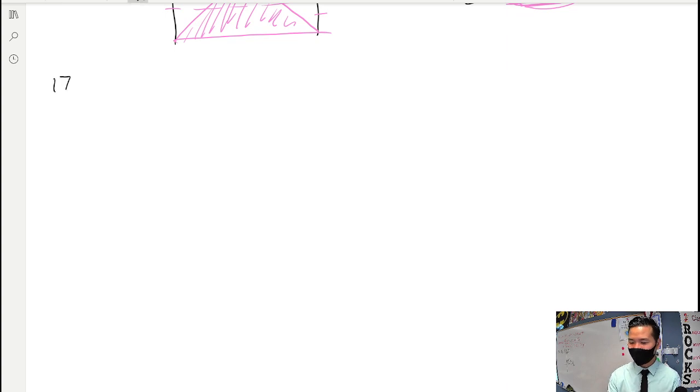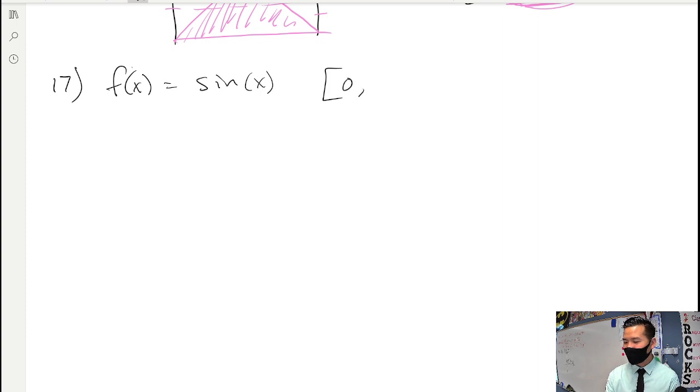So number 17, I believe, had f of x equal to sine of x, given on the interval from 0 to 2 pi. So again, you could do this using integrals, but the directions tell us to do it without using integrals. They want us to do it just by looking at it.